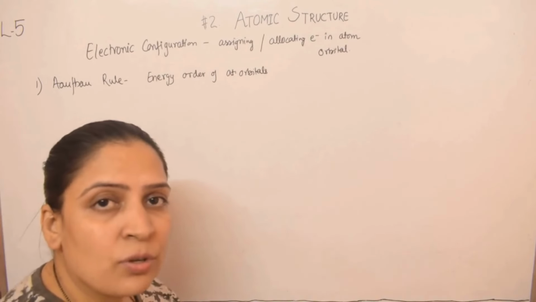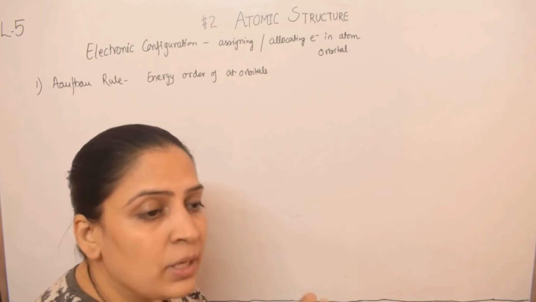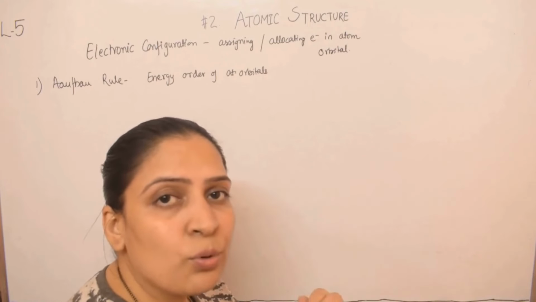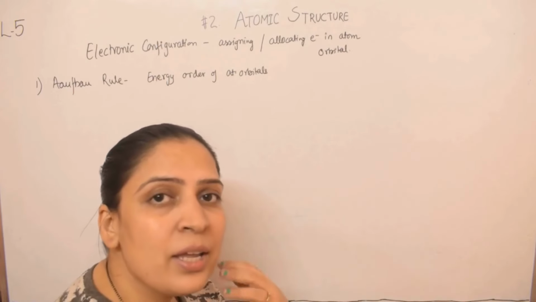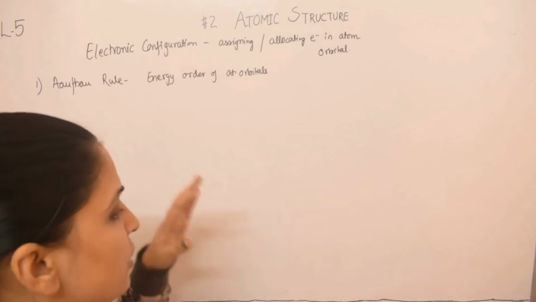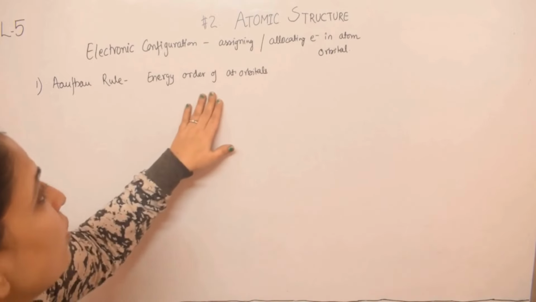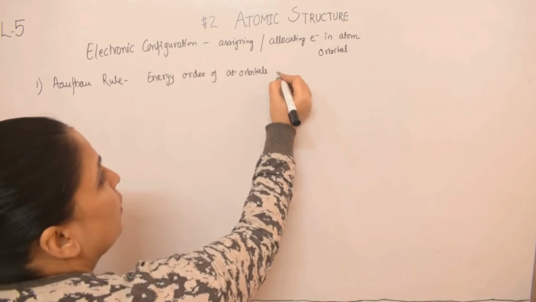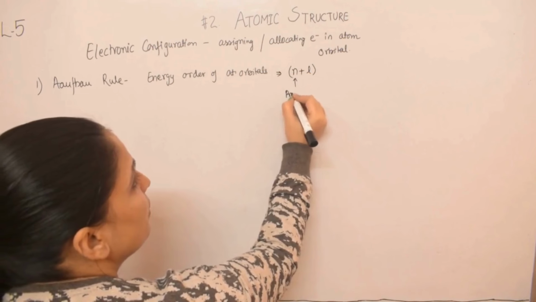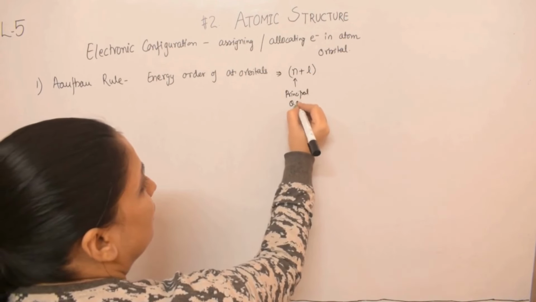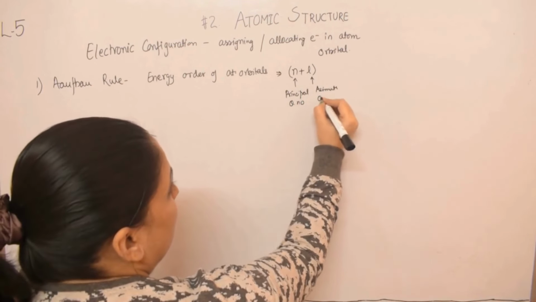Since the feature of the quantum mechanical model is that for a multi-electron atom, the electrons will tend to occupy those orbitals first which have a lower energy, since low energy is associated with high stability. So lower energy orbitals are filled first, followed by the higher energy orbitals. The energy order of these orbitals depends on their n plus l value, where n is the principal quantum number and l is the azimuthal or orbital quantum number.